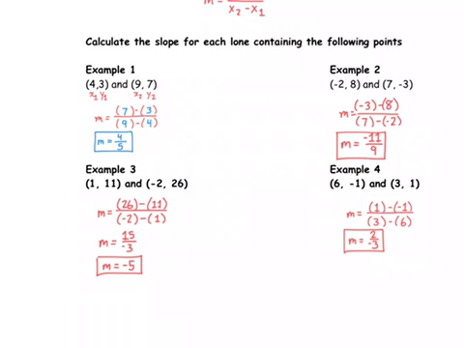When we graph, you might want to leave it as negative 5/1 just to remind me that that's what the rise over run should look like. And then for example 4, I have negative 2/3.